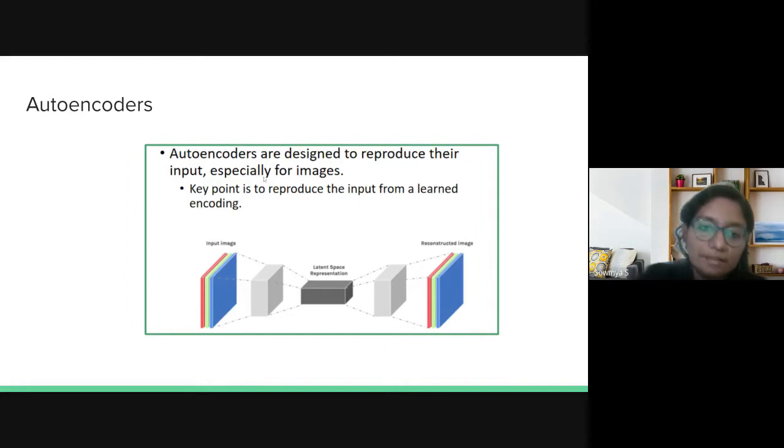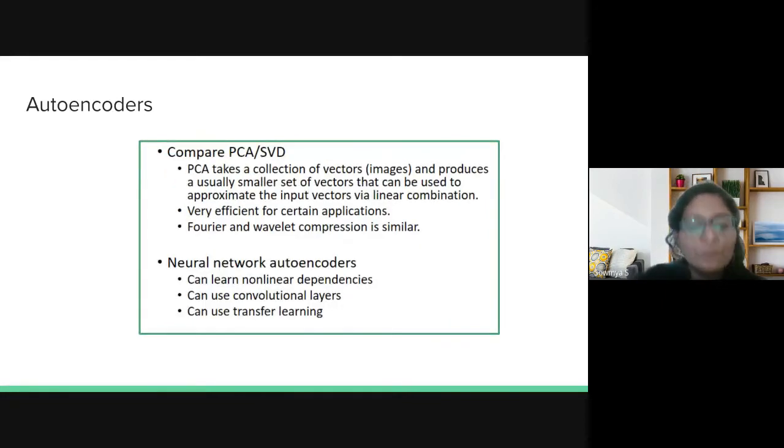So, though this claims it's especially for images, I have used it extensively for text as well. So, the idea is from the input, you bring it to a latent space and then reconstruct. And we have seen ideas like this throughout this course, whether it is the singular value decomposition in LSA and so on, which is the next thing where we're going to compare with principal component analysis or SVD.